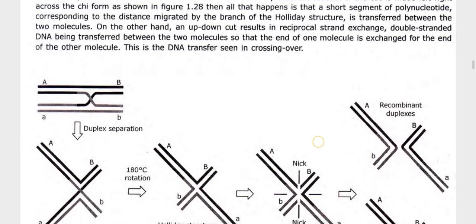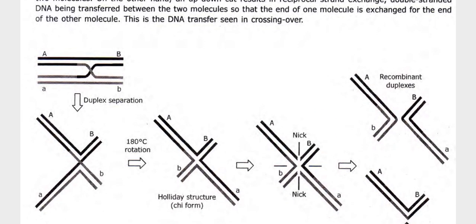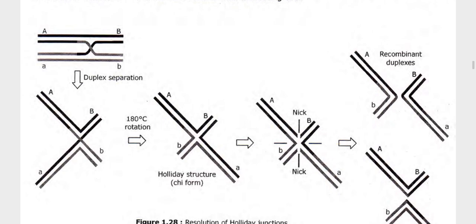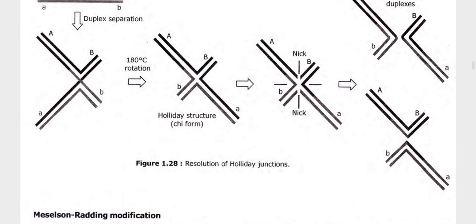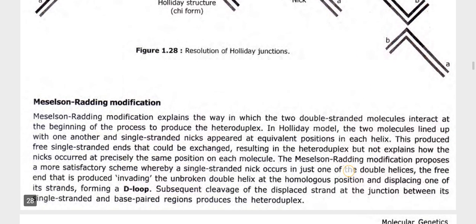This is the DNA transfer chain and crossing over. So duplex separation, 180 degree rotation, Holliday structure or chi form, nick, recombinant duplexes. So resolution of Holliday structure.